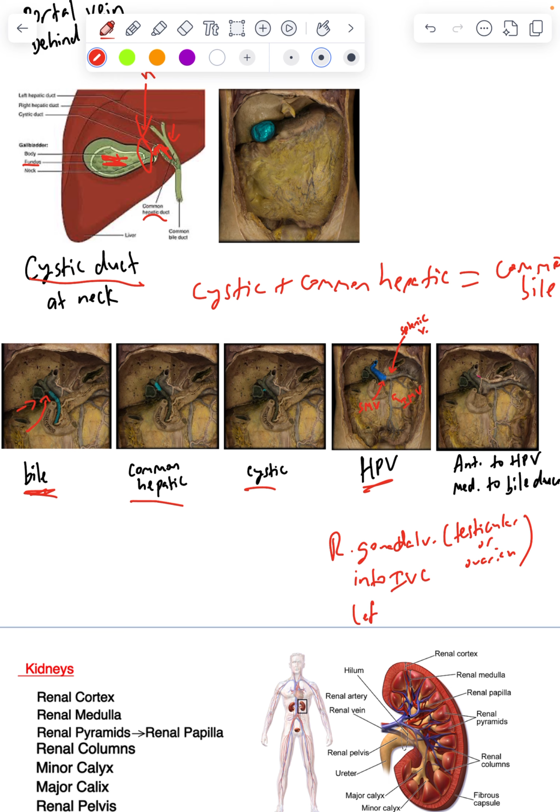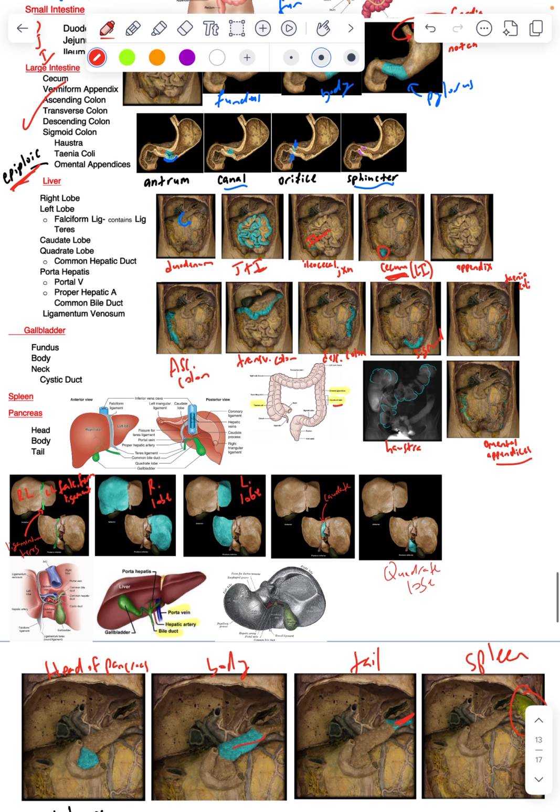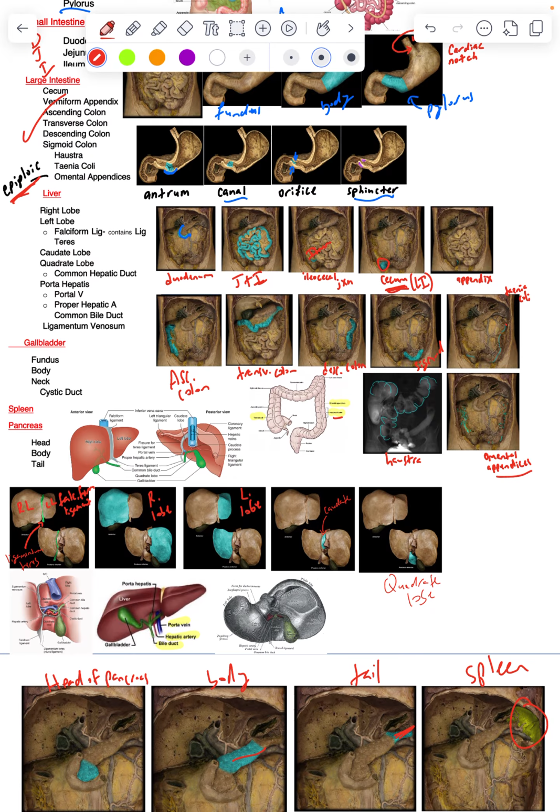The left gonadal vein goes to the renal vein, well, left renal vein, which would then go into IVC. So that's something, probably more the clinical stuff, but she could ask about. Okay, I think that we went through everything on here. Did I miss anything?